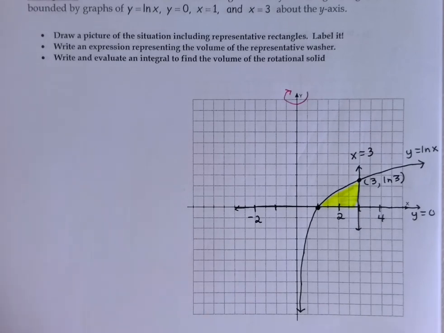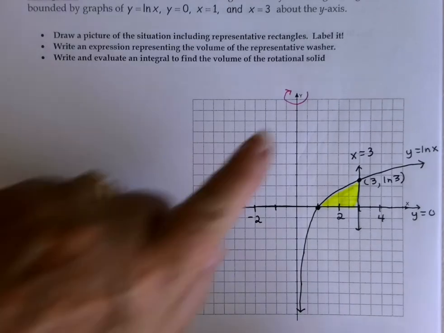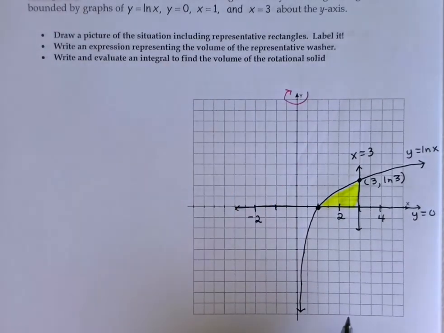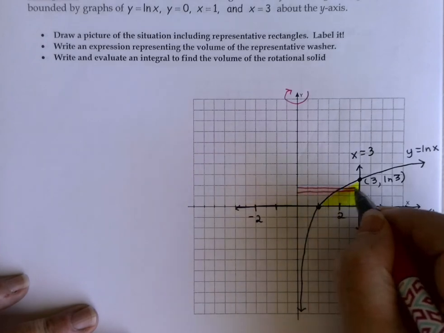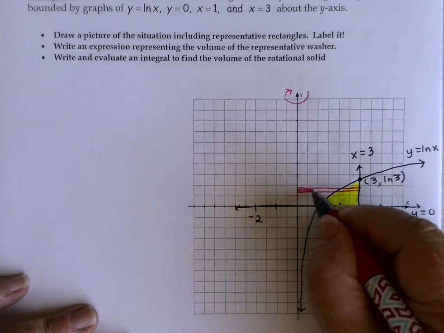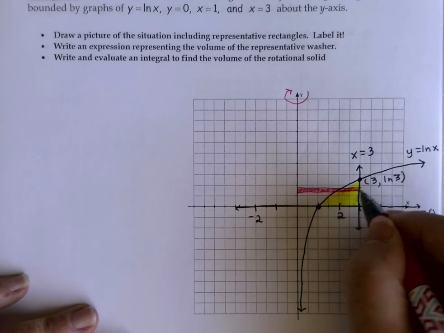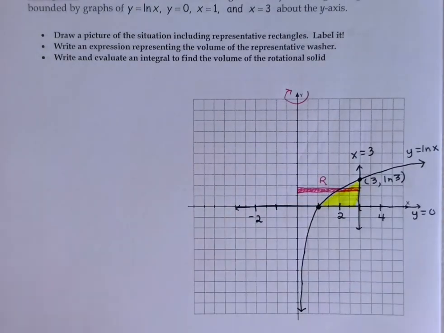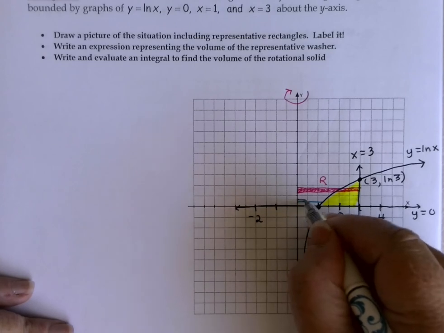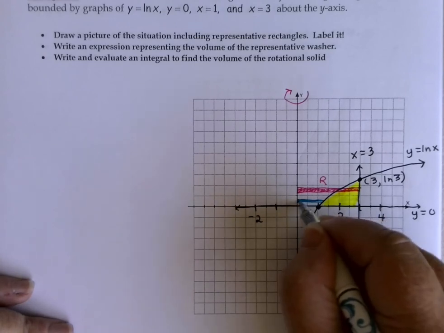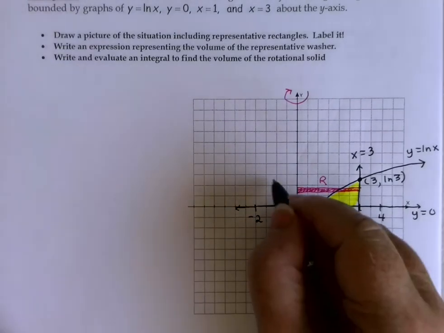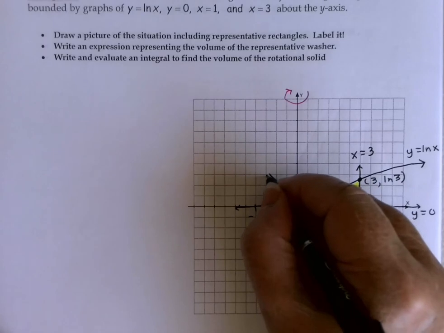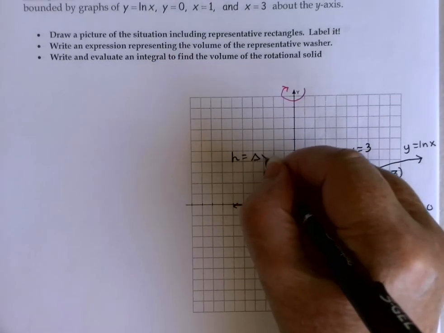All right. Large radius. First of all, we're rotating around the y-axis, so perpendicular to the y-axis, we're going to go with horizontal rectangles. And our large radius then goes from that axis to the further graph, which is the vertical line. Small radius from that y-axis over here to the closer graph, the log graph. And the h's are little pieces of the y-axis, so delta y.